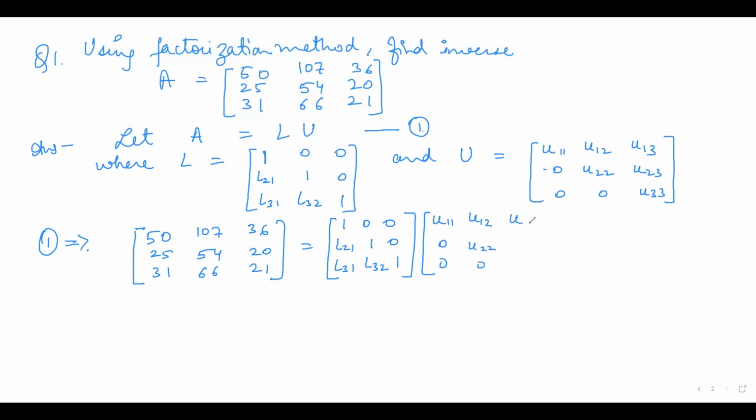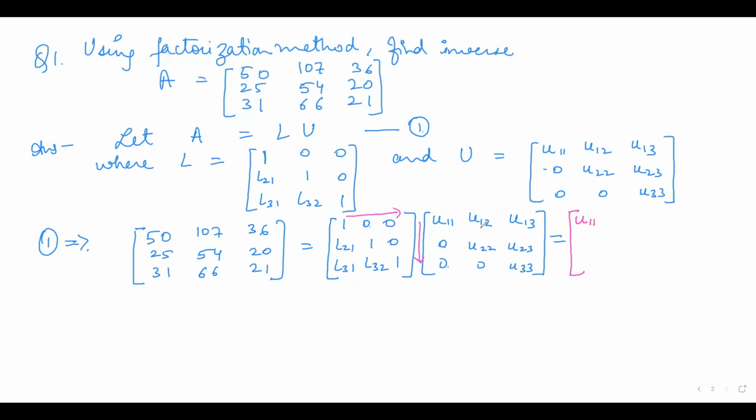And then we'll compare the values later. So when I multiply these two, as we know how to multiply the two matrices because they are of the same order, so we can multiply them. So let us see what we'll get. This is the way we used to multiply. So first row with the first column will give you the first element. So 1 multiplied by U11, 0 multiplied by 0, 0 multiplied by 0. So I'll get only U11 in the first place.